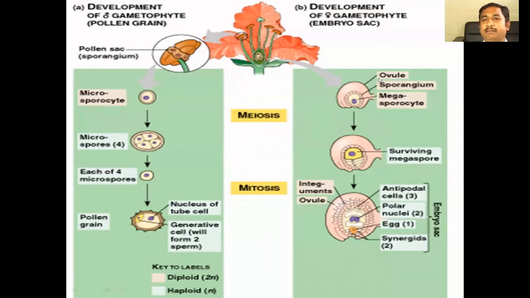Coming to the female gamete development, or the embryo sac development, in this there is an ovule and sporangium, a tissue surrounding it, and there is a megasporocyte. The surviving megasporocyte becomes the embryo sac. In the embryo sac there is an ovule, there are integuments, and there are 3 antipodal cells, 2 polar nuclei and 1 egg cell, and near the egg cell there are 2 synergids. This is very important. You need to remember this embryo sac and the different composition of these cells.